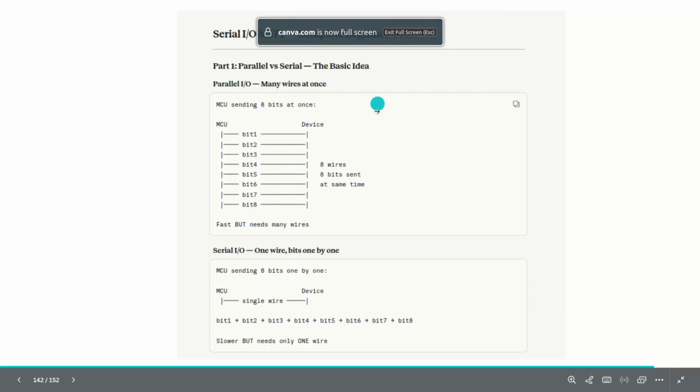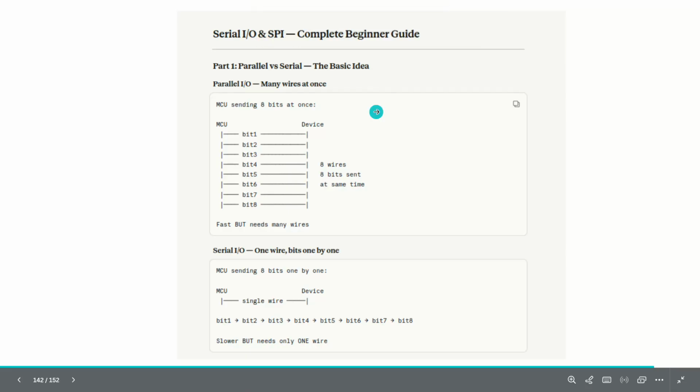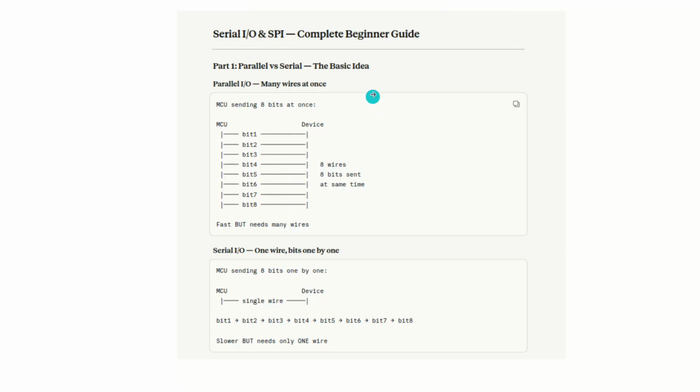Okay guys, so in the last video we said that when the IO enable of the GPIO pins is 1, that means it can act in two modes: SPI mode also, UART mode also. So first of all, in this video we are going to talk about serial IO and SPI mode.